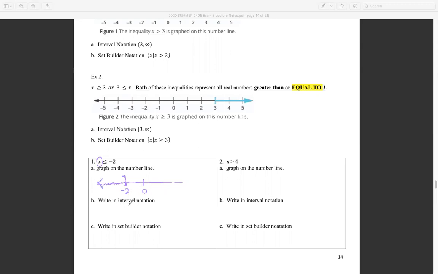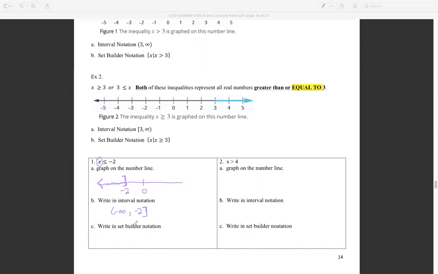Now, how do we write this in interval notation? Remember, interval notation is just like a shorthand representation of your number line. It's the smallest amount of information you can write down to represent all of this. So what's forever to the left? That's -infinity. And remember, your parentheses always go next to the infinity signs. And then we're going all the way up to -2, and we can actually use -2, so we have a bracket.